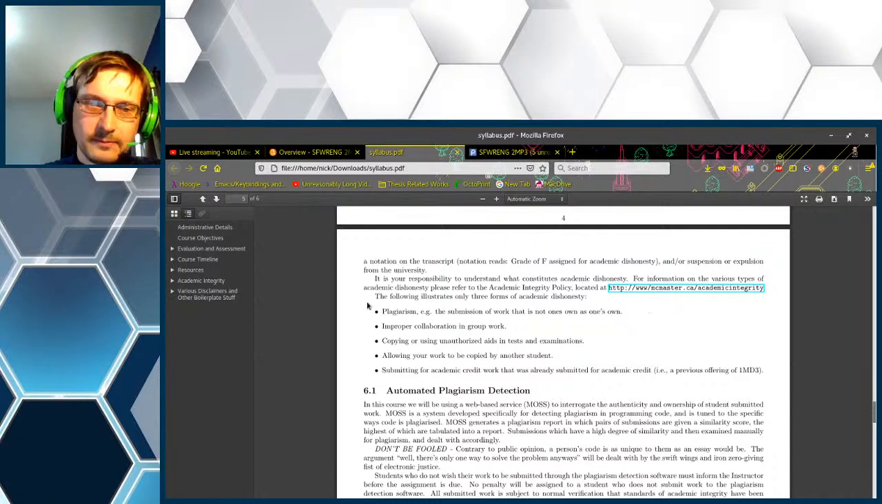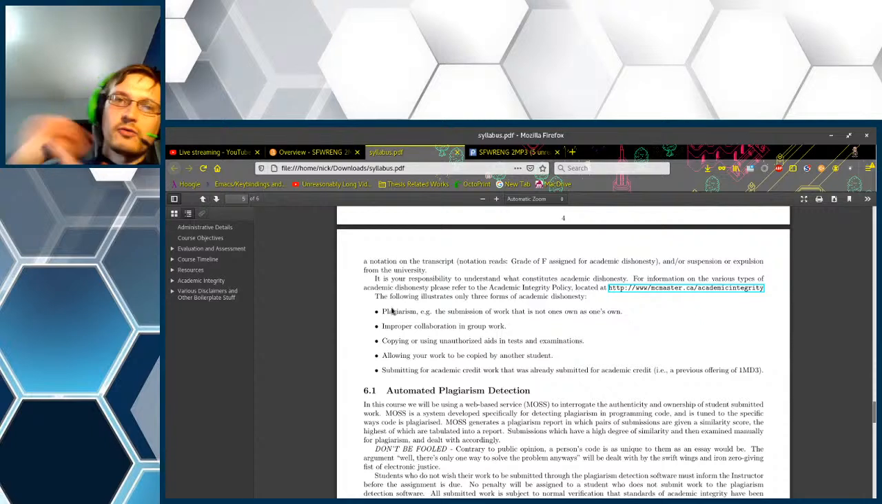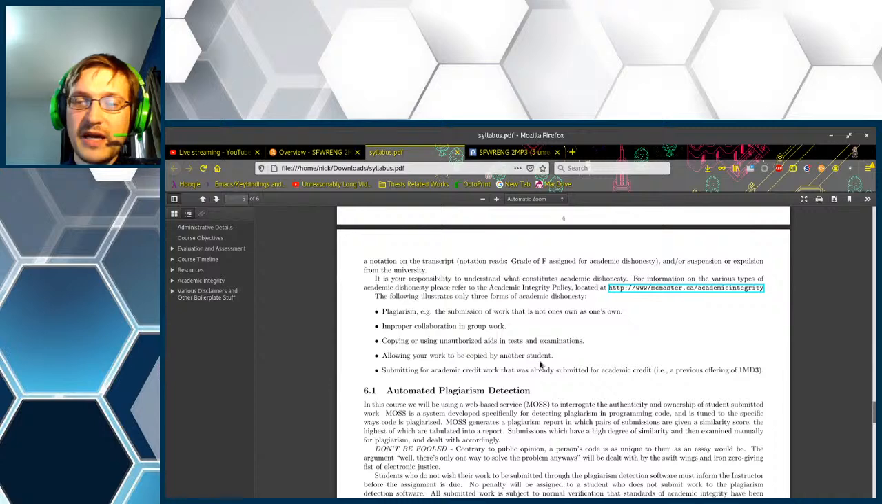Some examples are plagiarism, the submission of work that is not one's own as one's own; improper collaboration in group work, also improper collaboration in single work; copying or using unauthorized aids in tests or examinations, i.e., writing the answers on your wrist; allowing your work to be copied by another student.